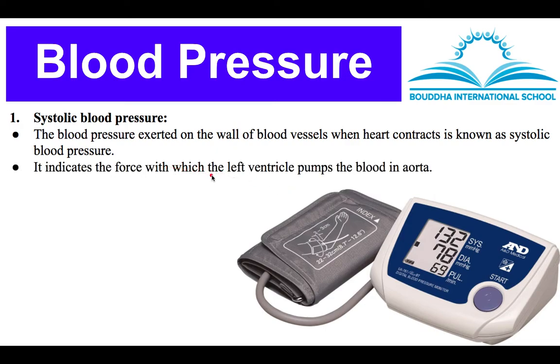And it indicates the force with which the left ventricle pumps the blood into the aorta, because from the aorta only, blood goes to different parts of the body. So it measures with how much force the left ventricle has pumped the blood. In a normal healthy person, its value is about 120 millimeter of mercury, because this is the device and here mercury is used. That's why the value of systolic blood pressure in a normal person is 120 millimeter of mercury.